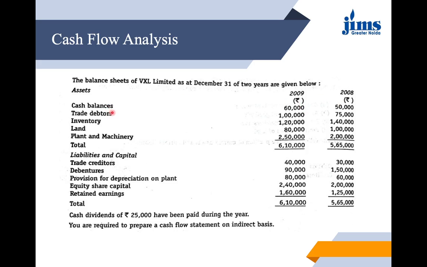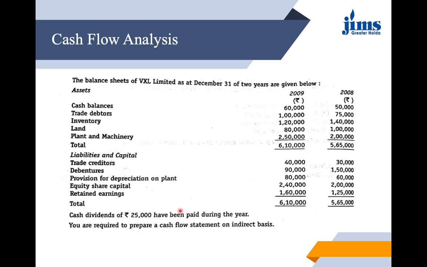We have cash balances, then trade debtors, inventory, and 2 fixed assets, that is land and plant and machinery. Then liabilities and capital, let us have a look. We have trade creditors, then debentures, provision for depreciation on plant, equity share capital, retained earnings, and they are saying that cash dividends of rupees 25,000 have been paid during the year. Now slowly adjustments would start in the cash flow statement.